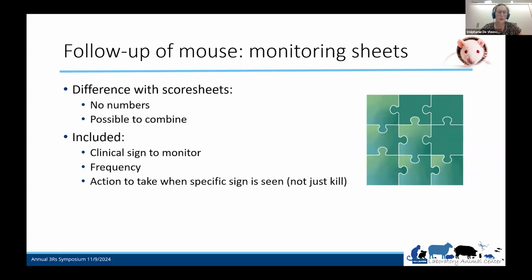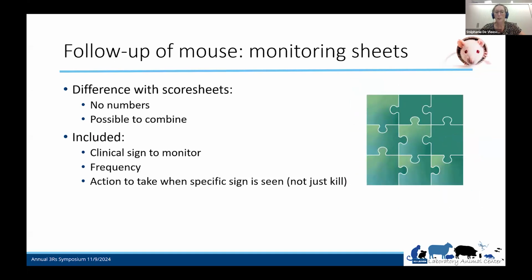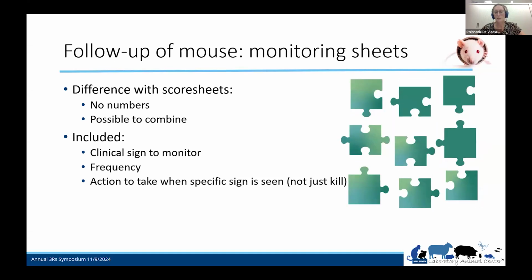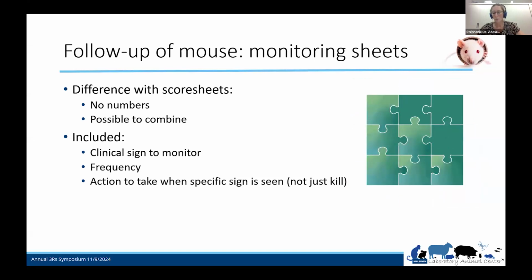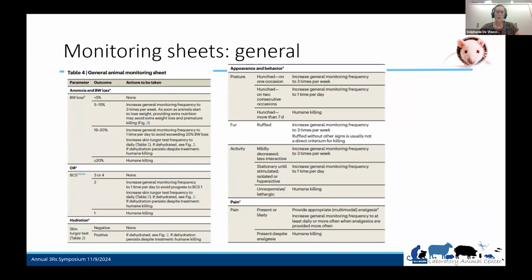In the monitoring sheets, we included the clinical sign to monitor, the frequency, and also the action to take when a specific sign is seen. And this is not just killing the animal, but also some steps to, for example, increase monitoring or start doing a certain test and so on. So here you can see the general monitoring sheet with anorexia and body weight loss, hydration that should be checked, appearance and behavior, as I said, posture, fur, and activity, and then also the pain.